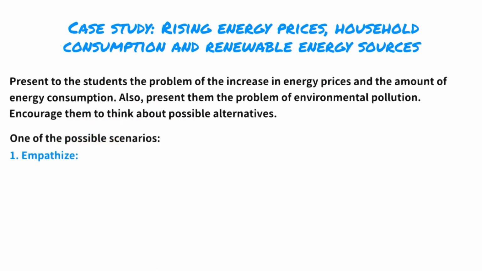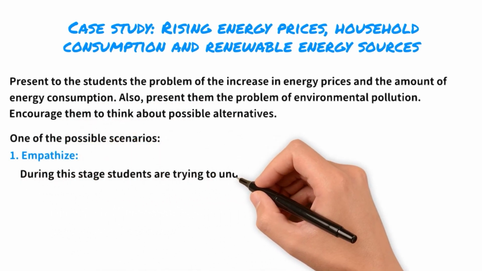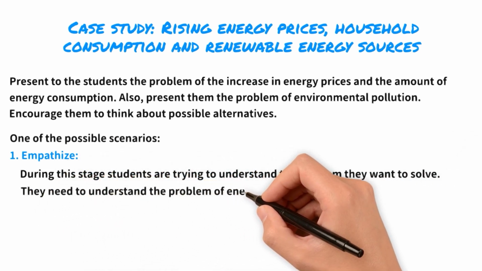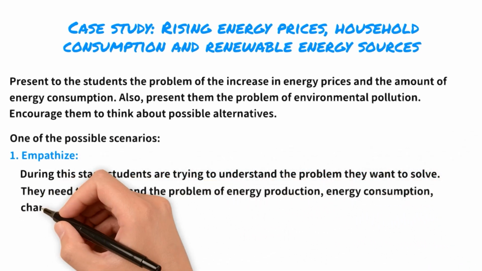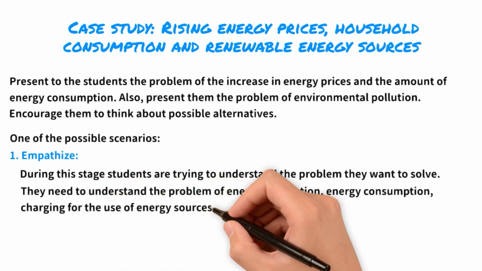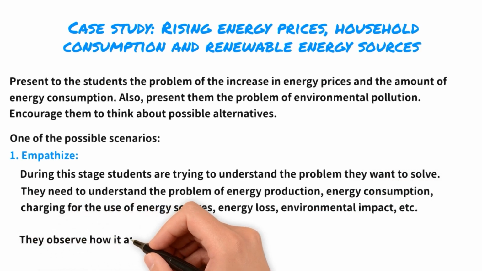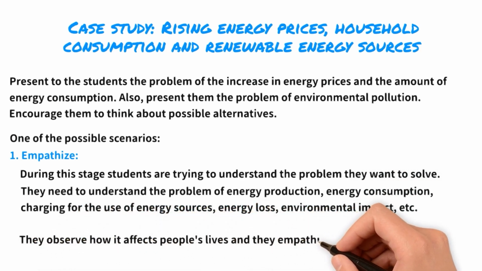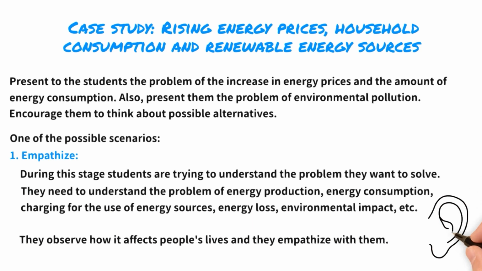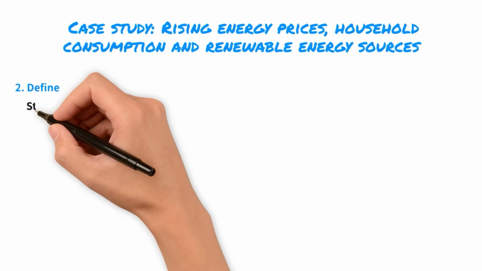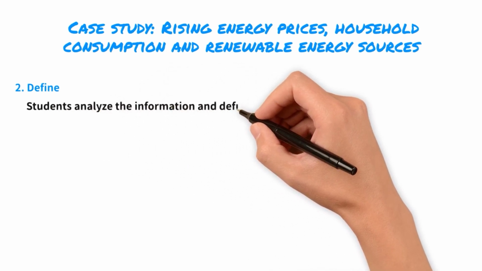Empathize. During this stage, students are trying to understand the problem they want to solve. They need to understand the problem of energy production, energy consumption, charging for the use of energy sources, energy loss, environmental impact. They observe how it affects people's lives and they empathize with them. Phase 2. Define. Students analyze the information and define the main problem.